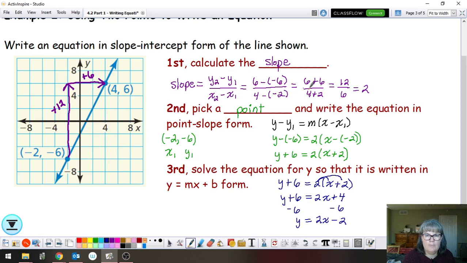So we started by finding the slope. We then picked a point to write our line in point-slope form, and then all we did was distribute and subtract to get y by itself to write the equation in slope-intercept form.